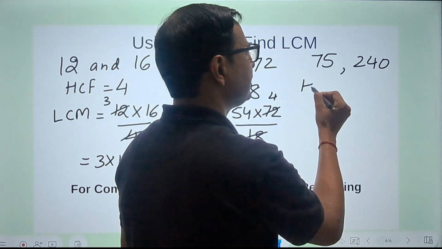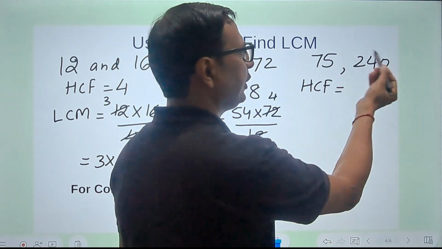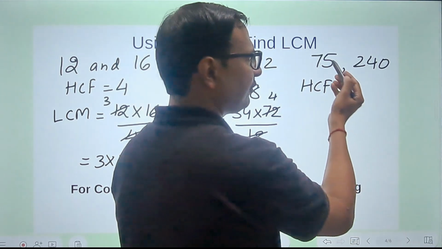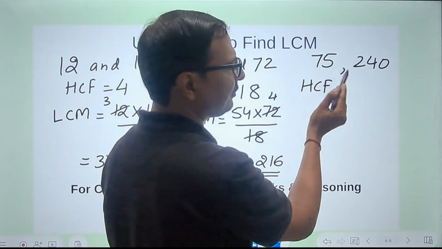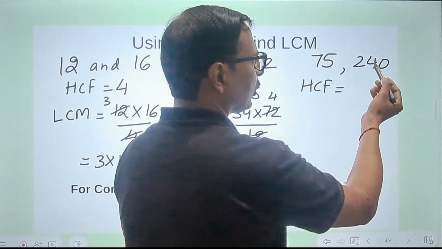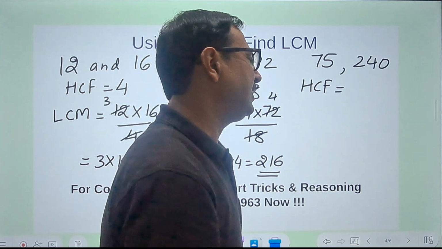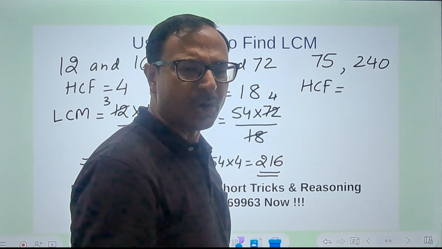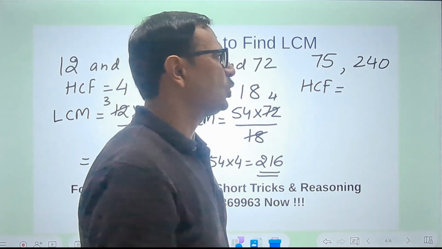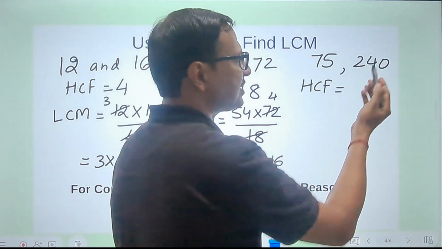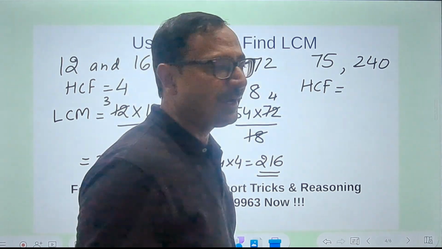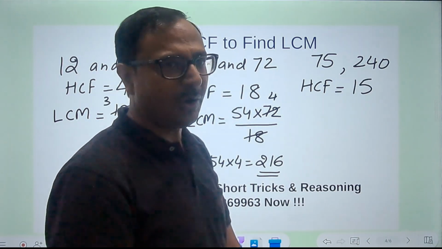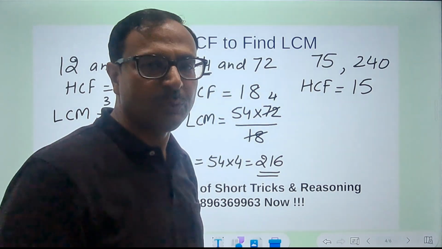So very easy. Here you can see they're both divisible by 15, right? If I take 15, then 75 divided by 15 will be 5, and 240 divided by 15 will be 16. So between 5 and 16 I don't have any other common factor, and so 15 happens to be the highest common factor of 75 and 240.